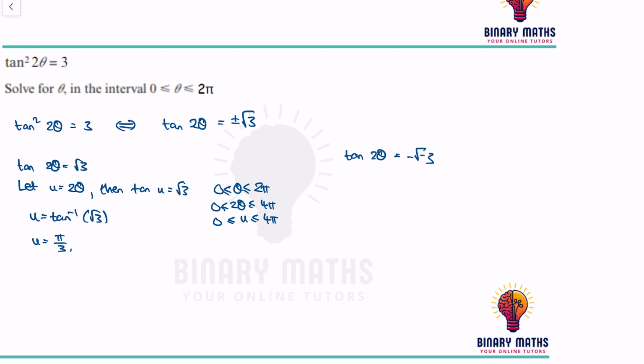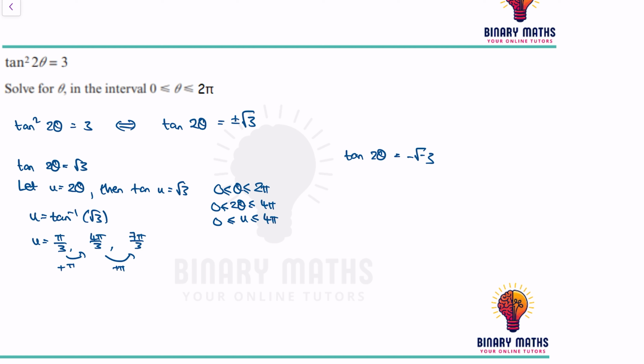Now you can draw the tan graph if you want, but remember the tan graph repeats itself every 180 degrees, and it's the same shape throughout. So all you have to do is add pi to get the next one. So keep adding pi. Pi over 3, if you add pi, you get the next one, which is 4 pi over 3. If you add pi again, you get 7 pi over 3.